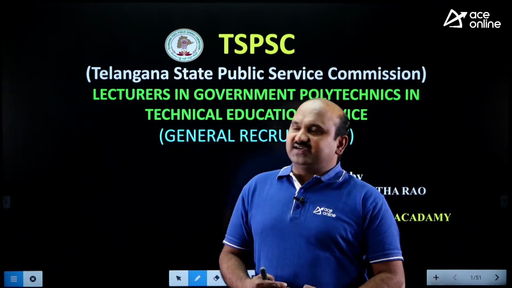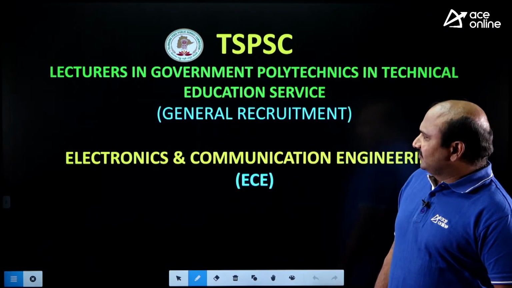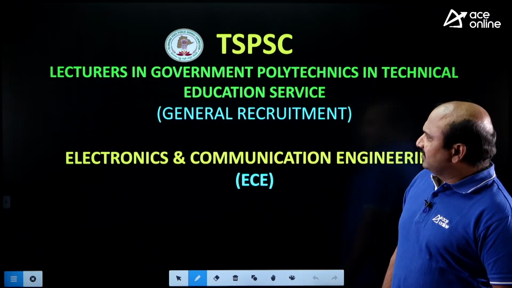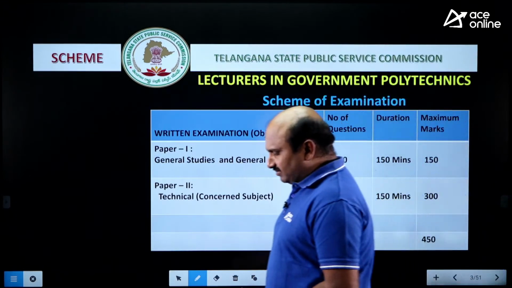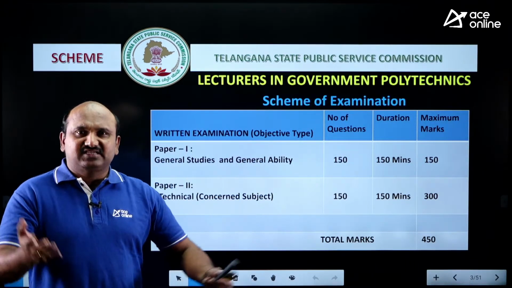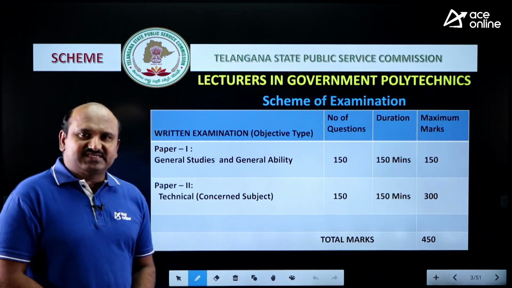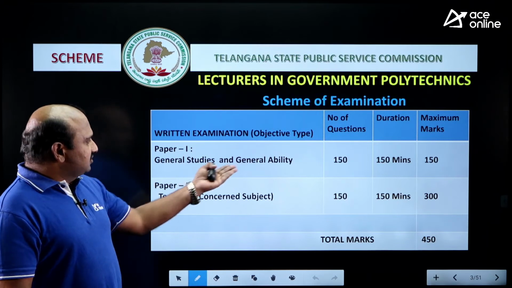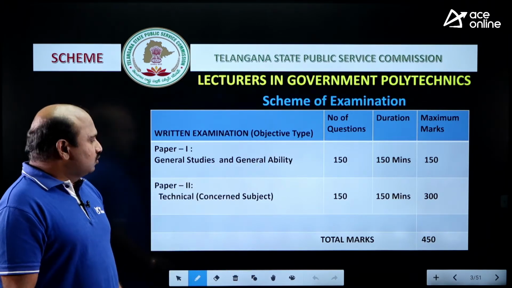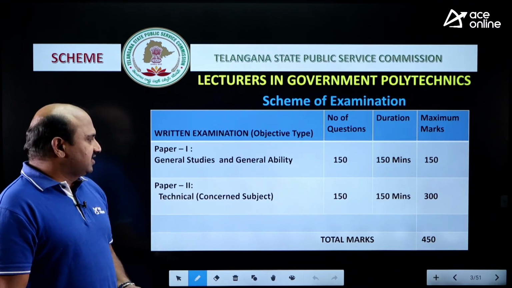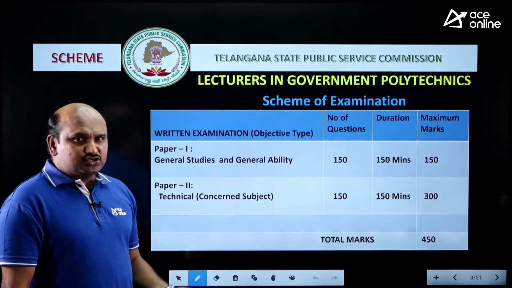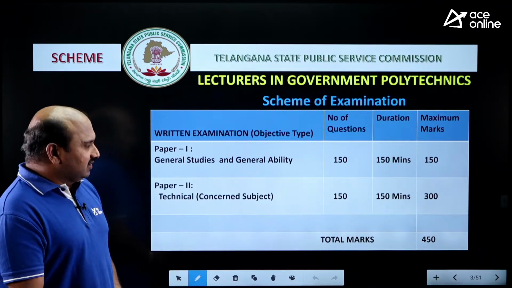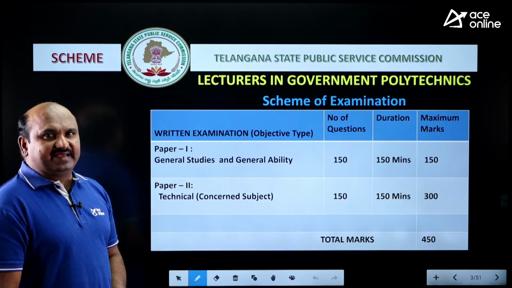Let me start here. For electronics and communication engineering, once you see, this is the scheme of the examination here. As you know, the scheme of the examination, whatever we have discussed under electrical engineering, is the same scheme. General studies and general ability is 150 questions, 150 marks, and technical is 150 questions, but 2 marks each one. That's why we are getting 300 marks. Totally 450 marks we are getting, right?